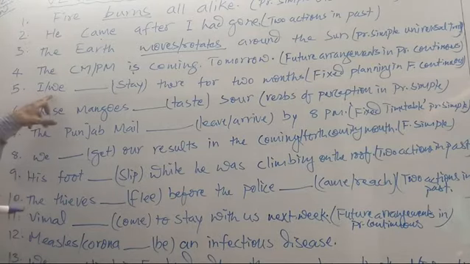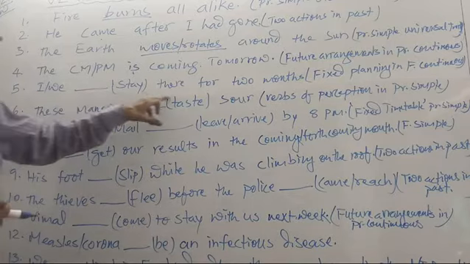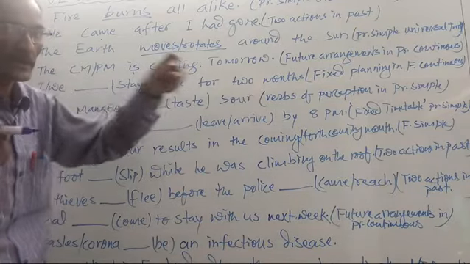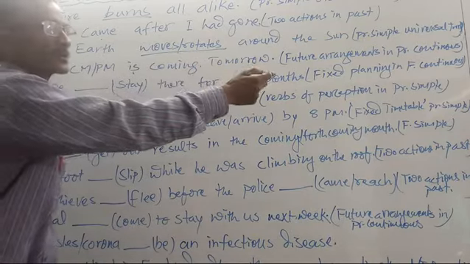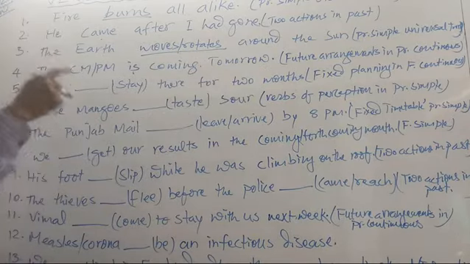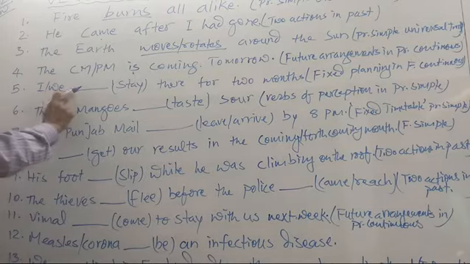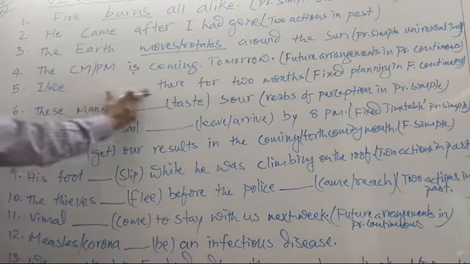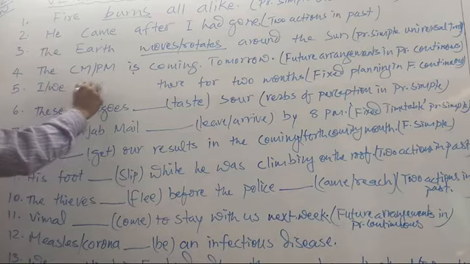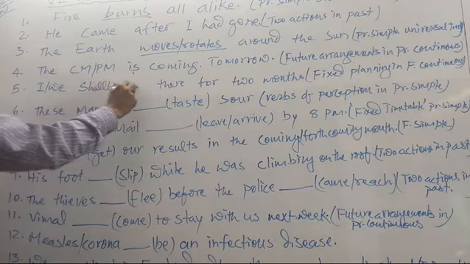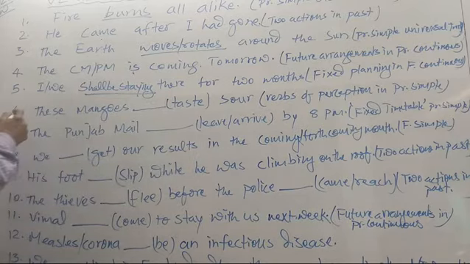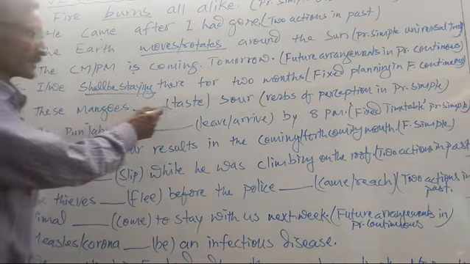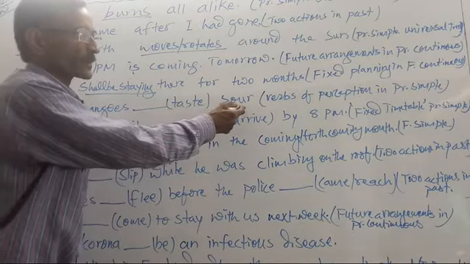Like the fifth sentence, I or we dash stay there for 2 months. It is again a case of future arrangement. So fixed planning we always keep in future continuous form. Like I or we shall be staying. Here we have to supply shall be staying there for 2 months.